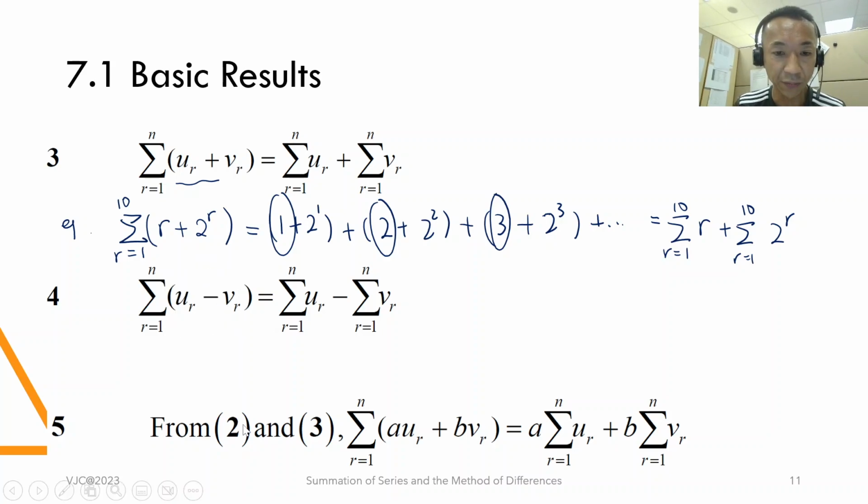If you look at the result from 2 to 3, because you have a constant a and b, if a and b are constants, you can factorize the a and also split up the summation like that.